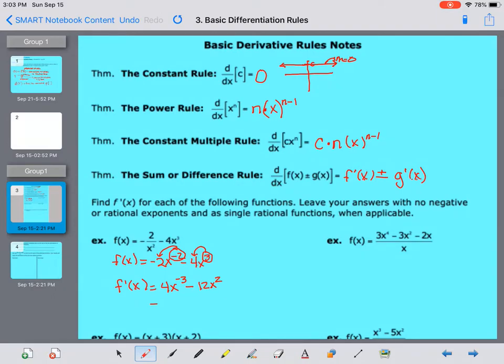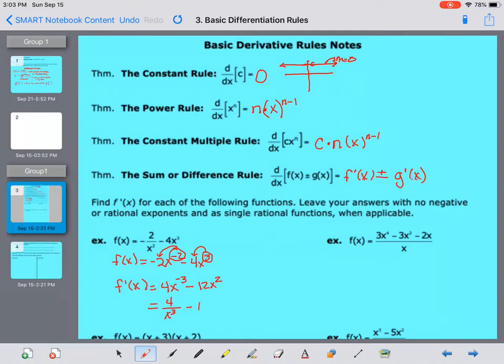So again, I'm just going to rewrite. The 4 numbers do not move. They stay where they're at. That 4 is in my numerator right now, so it's going to stay in my numerator. But to change the sign of my exponent, I change its location. So back to the denominator.